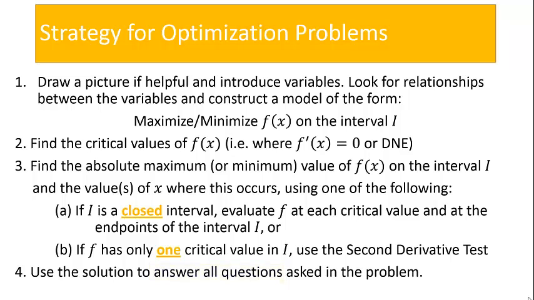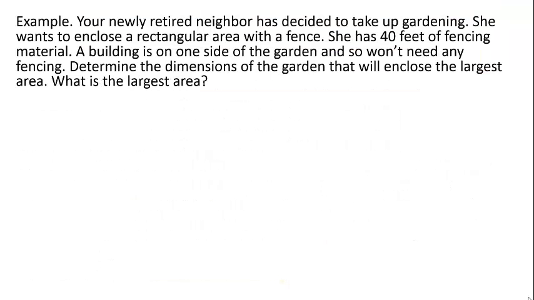Great, we're ready for an example. Your newly retired neighbor has decided to take up gardening. She wants to enclose a rectangular area with a fence. She has 40 feet of fencing material. A building is on one side of the garden and so won't need any fencing. Determine the dimensions of the garden that will enclose the largest area. What is the largest area?